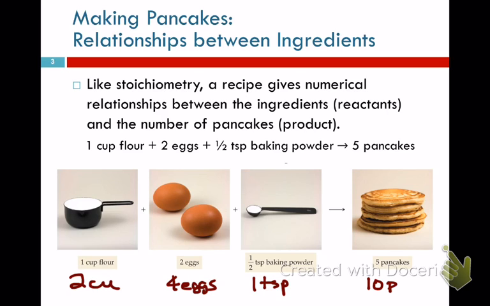So now, let me ask you this question. This seems like maybe simple. Let's say I have 4 cups of flour. How many pancakes will I get? 20, but what's got to be true? So here's my recipe, right? This is my balanced equation. So if I start with 4 cups of flour, and enough eggs and baking powder.